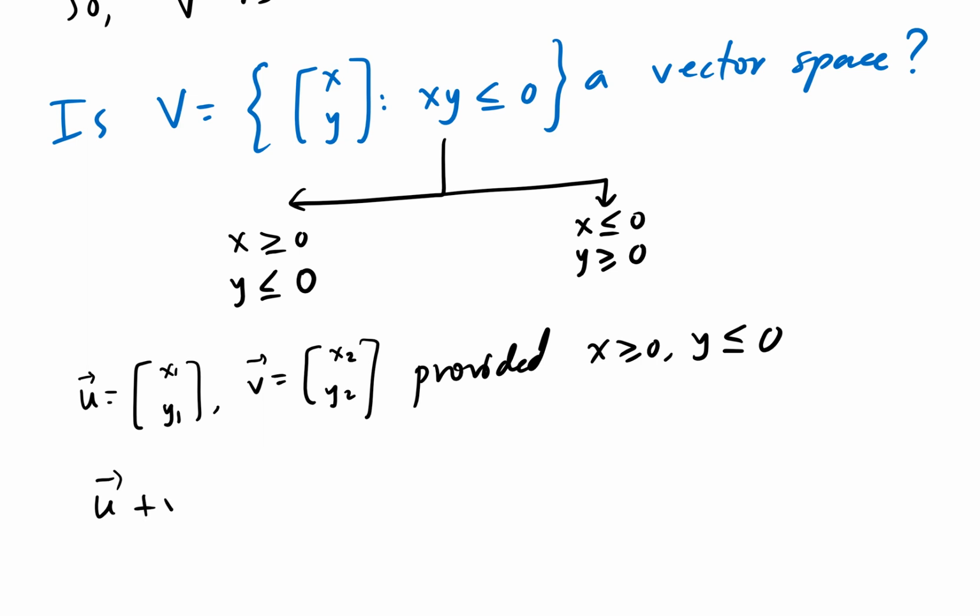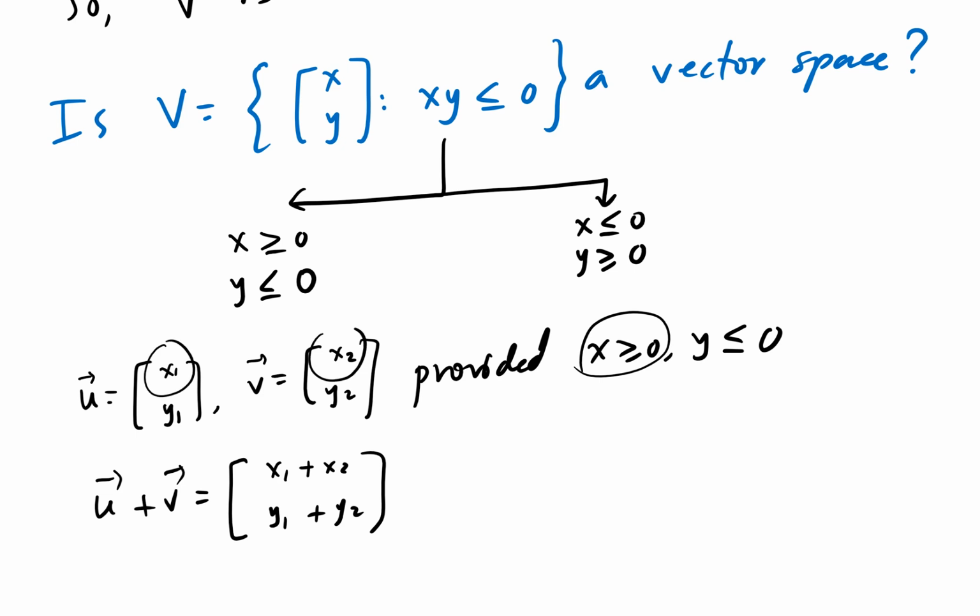Let's check. Is u plus v equal to x1 plus x2, y1 plus y2? So let's see what works. It says x bigger than or equal to 0. So this is bigger than or equal to 0, so this will give us bigger than or equal to 0. You guys agree? And for the second case, less than or equal to 0, so there's some less than or equal to 0. So does that work? Is that u plus v okay?